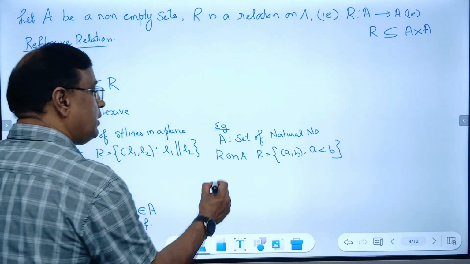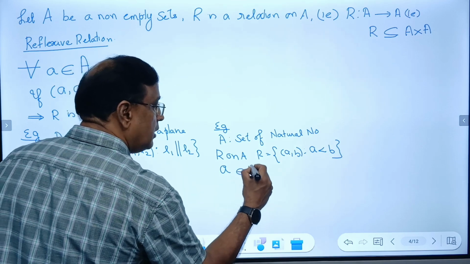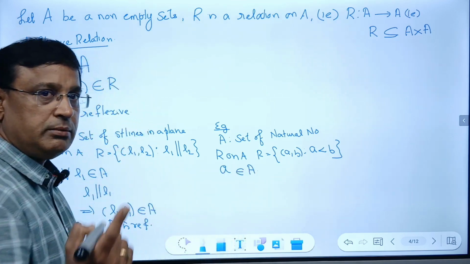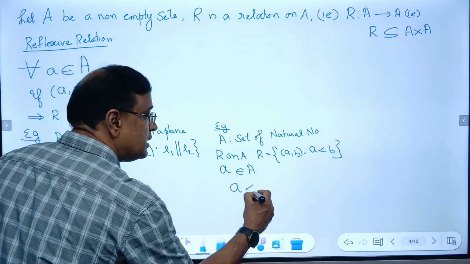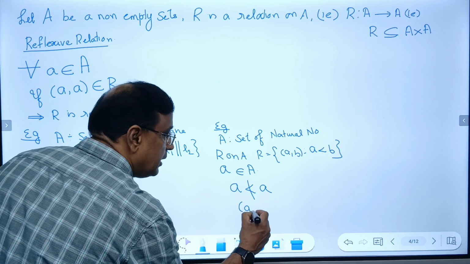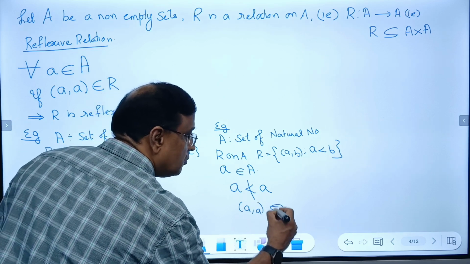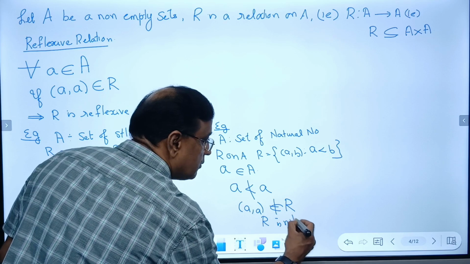Now for reflexive, what do I do? I choose an element A belongs to A. I choose one element, a natural number. Can any natural number be less than itself? Not possible. Therefore, (A, A) does not belong to R. Therefore, R is not reflexive.